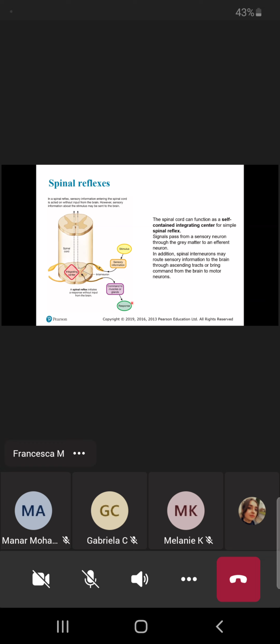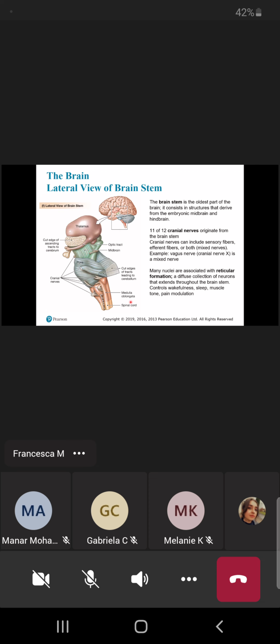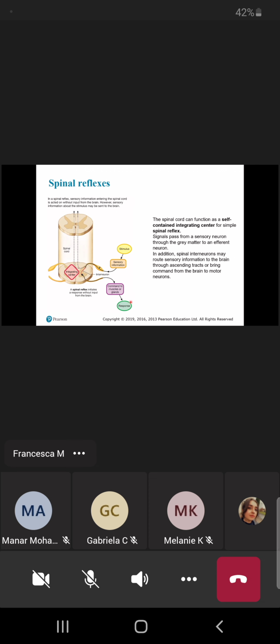This is an important function for the spinal cord, for stimuli that are simple and require a really immediate response. In this case, of course, the response is quicker, because we don't need to send the information to the brain, but everything happens in the spinal cord. So these are the main functions of the spinal cord.